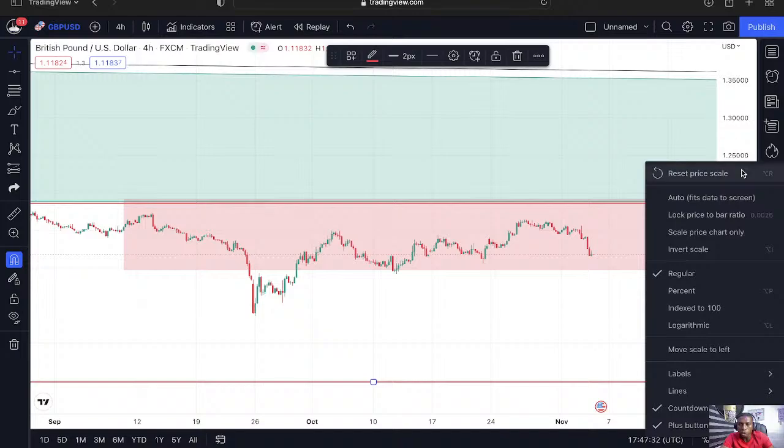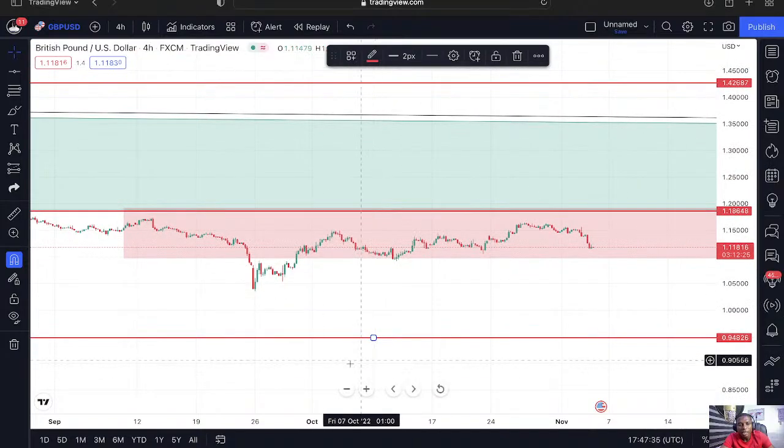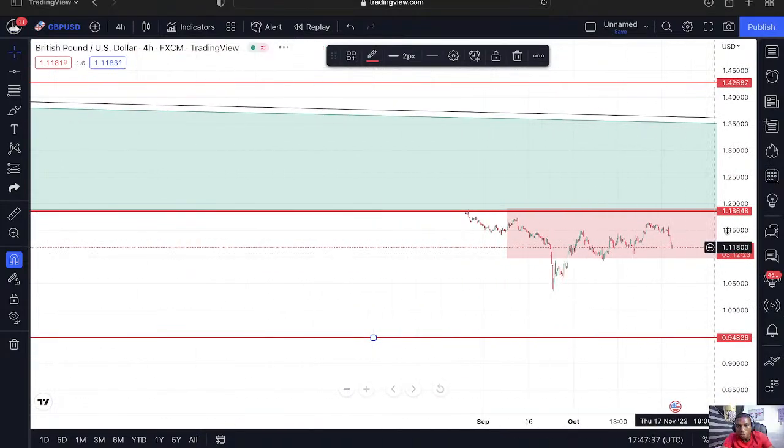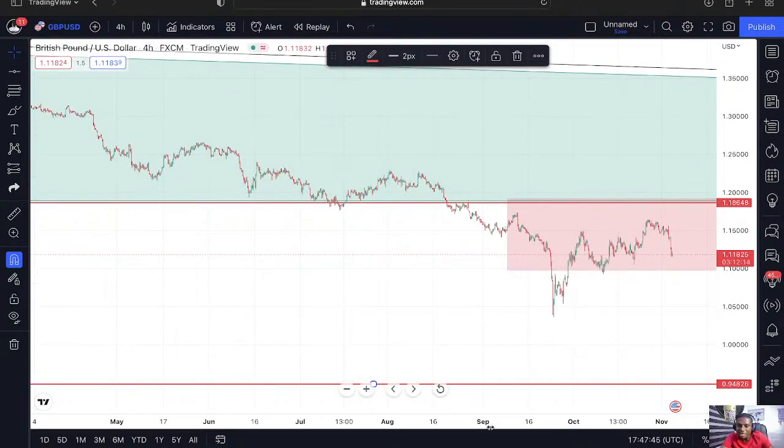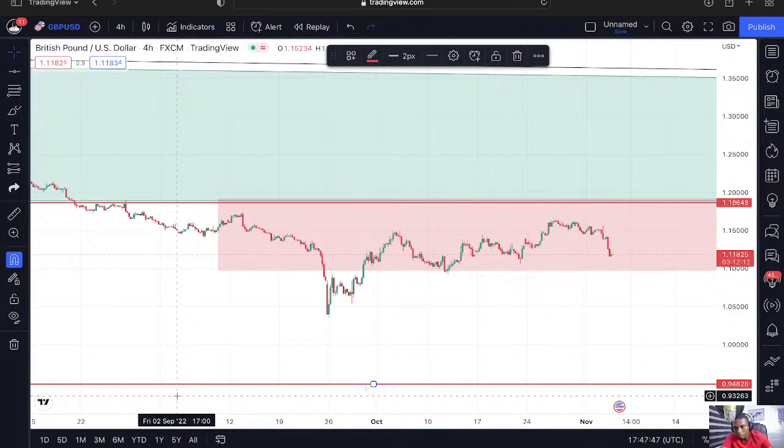As you can see, we've had a downward trend that has formed a descending triangle, showing that price is falling further.